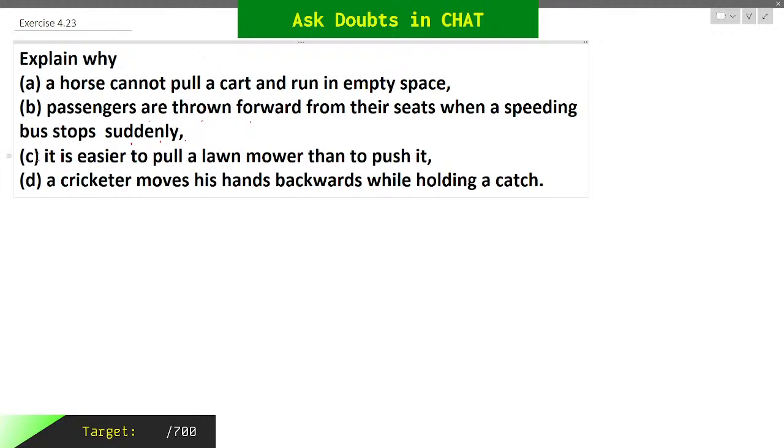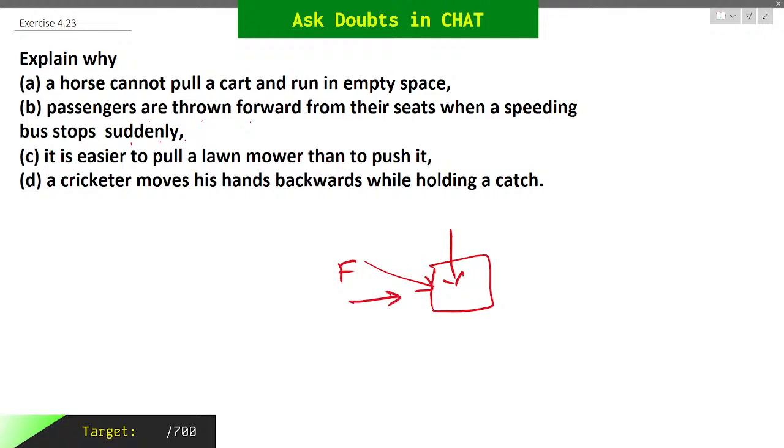The third question is, it is easier to pull a lawnmower than to push it. So we have to understand it with the free body diagram over here. When you push a lawnmower, your force should act in this direction. So there would be two components of force, the vertical component and the horizontal component.